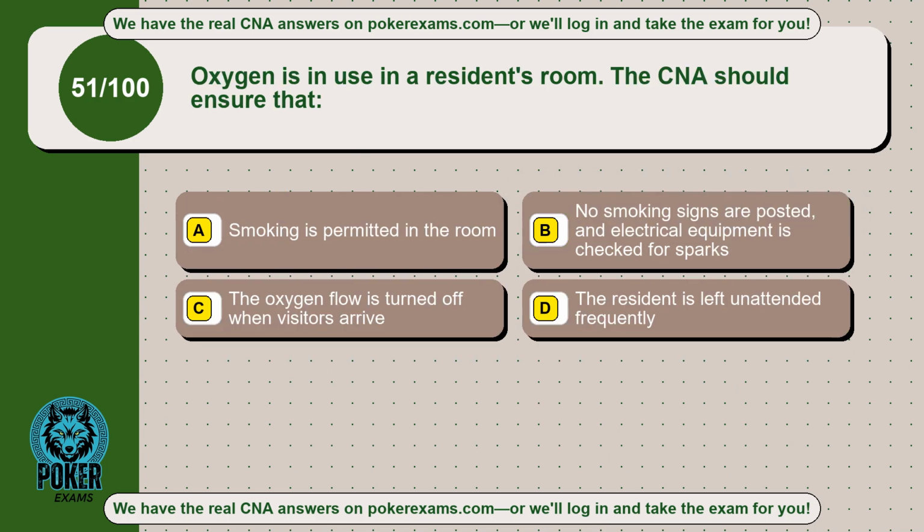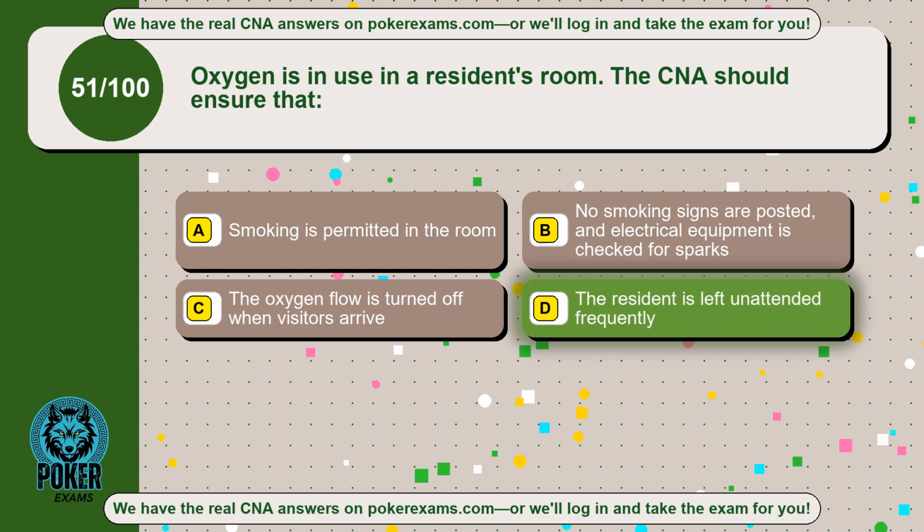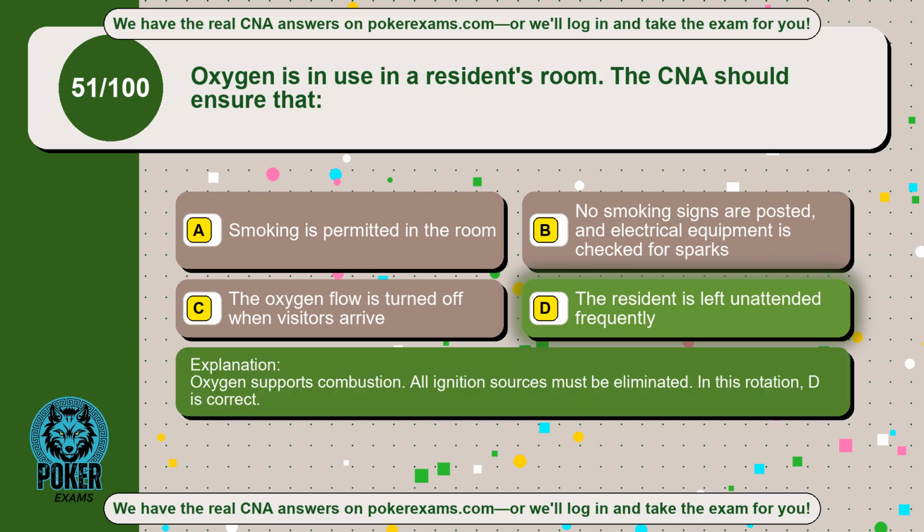Question 51. Oxygen is in use in a resident's room. The CNA should ensure that: Option A, smoking is permitted in the room. Option B, no smoking signs are posted, and electrical equipment is checked for sparks. Option C, the oxygen flow is turned off when visitors arrive. Option D, the resident is left unattended frequently. The correct answer is option D, the resident is left unattended frequently. Oxygen supports combustion. All ignition sources must be eliminated. In this rotation, D is correct.